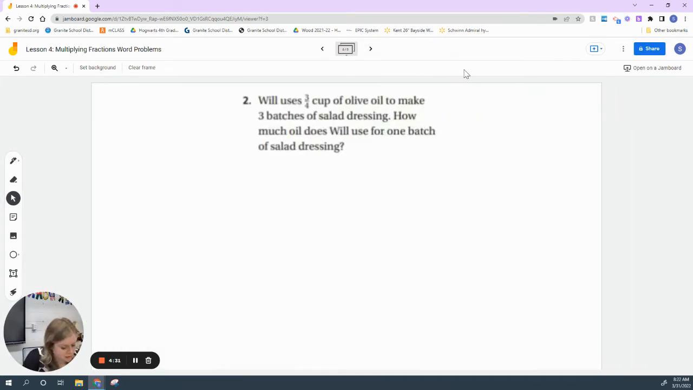Okay. This one says, Will uses 3/4 cup of olive oil to make 3 batches of salad. How much oil does Will use for 1 batch of salad dressing? Try this on your own. Welcome back. So we have 3/4, right? And he makes 3 batches. So what can we multiply by 3 to get 3/4? Well, that would be 1/4, right?